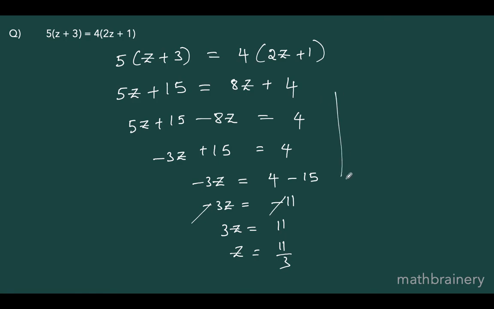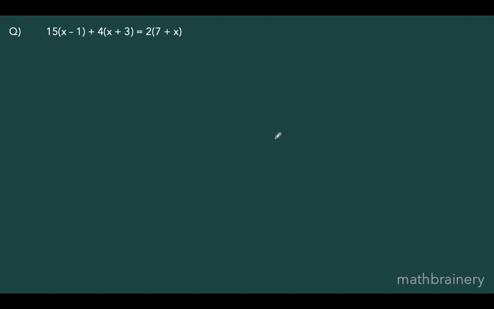Or you can directly solve this by transposing 5z to the other side. That means you have 15 is equal to 8z plus 4 minus 5z. Transpose 4 to this left hand side. 15 minus 4 is equal to 8z minus 5z. 15 minus 4 is 11. 8z minus 5z is 3z. z is equal to 11 by 3. You can solve it either way. Let's look at the next question.